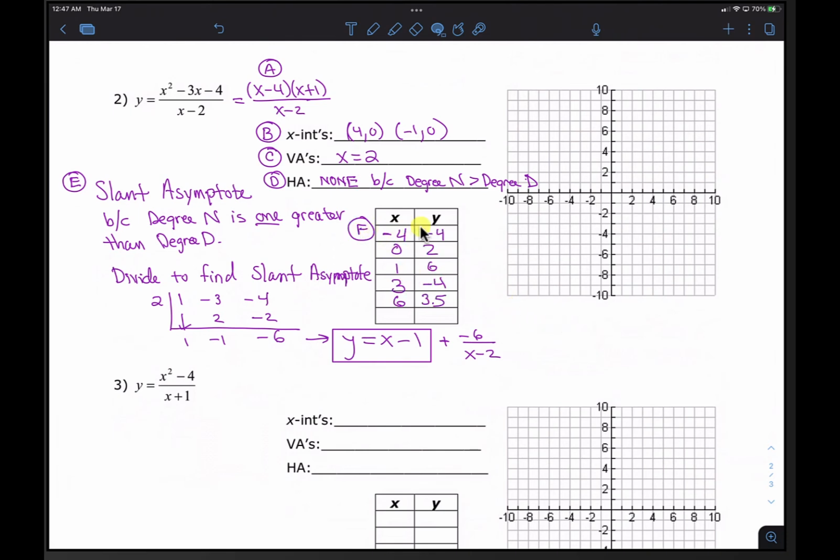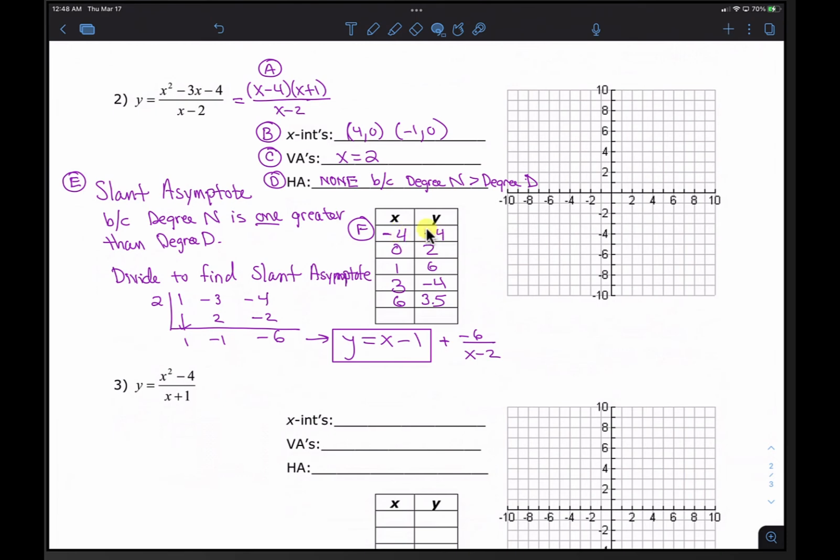Step F is to fill in our table. Now we've got this negative 4 and 0 and 1 and 3 and 6. What you're trying to do is find points that are in between your vertical asymptotes and your x-intercepts. So we have an x-intercept of negative 1, so we can choose something that's more negative, like negative 4. I just arbitrarily picked that. I could have picked negative 5 or negative 3, but I just arbitrarily picked negative 4.